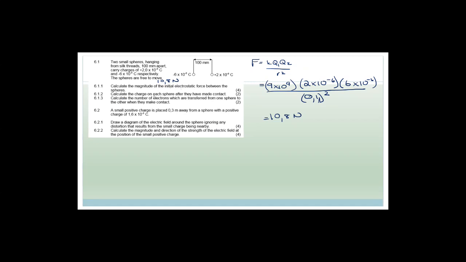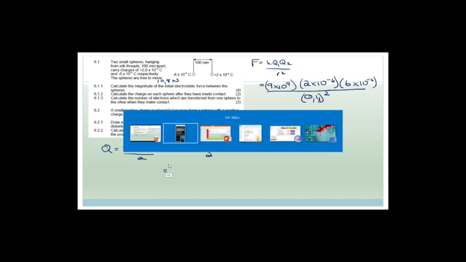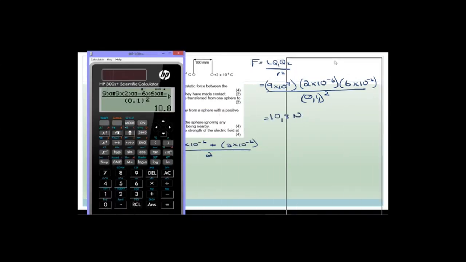Now it says calculate the charge on each sphere after they've made contact. Okay, so we know that that's basically just the average of the two charges. So Q is going to equal Q1 plus Q2 over 2, which is going to be minus 6 times 10 to the negative 6 plus 2 times 10 to the negative 6 all over 2, which is going to equal what? Okay, let's put it over this side.